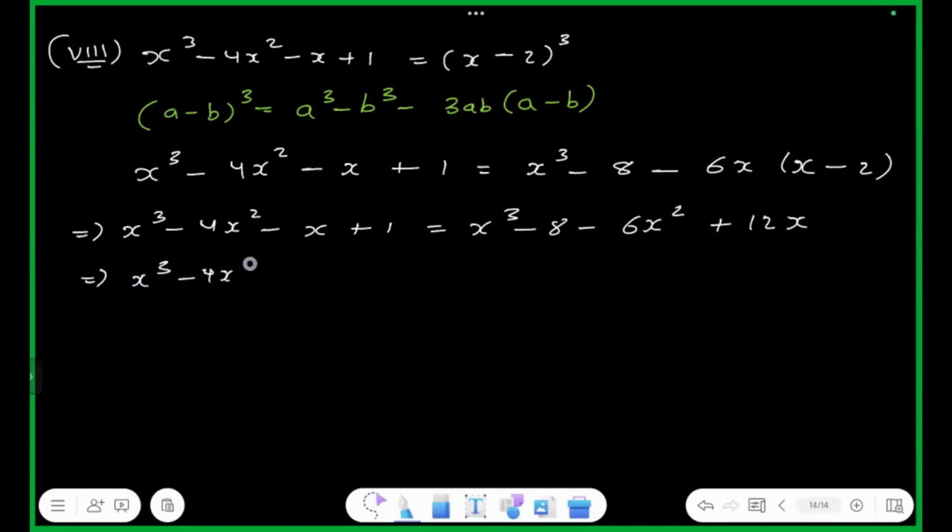Now take everything to one side: x cube minus 4x square minus x plus 1 minus x cube plus 8 plus 6x square minus 12x is equal to what?